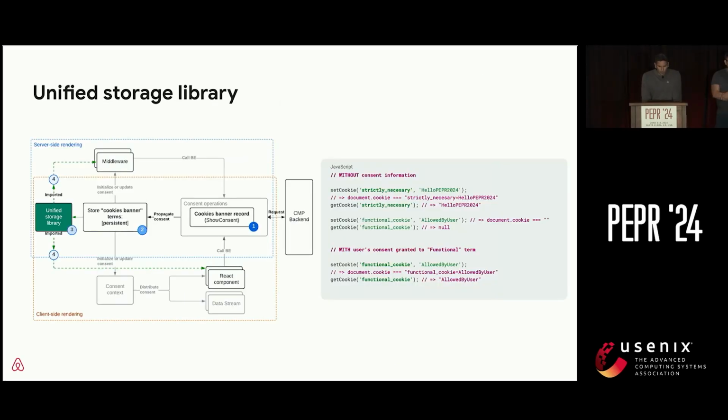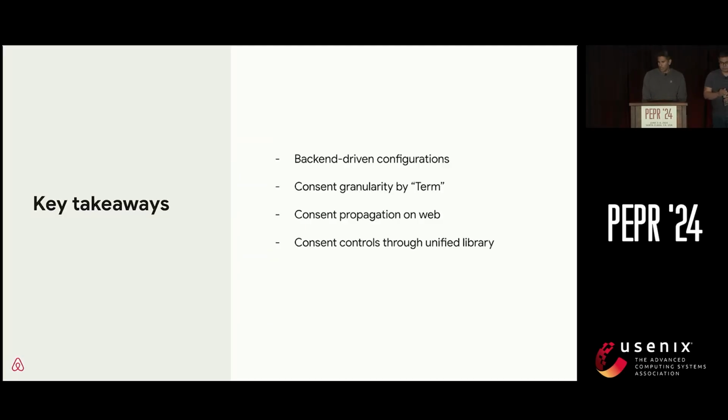We also support more complex implementations that run server-side and client-side. At Airbnb, we built and adopted a single storage library to manage web storage technologies like cookies, local storage, etc. Other modules import and use the unified library, which at runtime restricts access to the values marked as non-strictly necessary and that the user hasn't consented to. Internally, the unified library accesses the persisted consent information from the consent propagation platform store, previously captured by our cookies banner as terms.